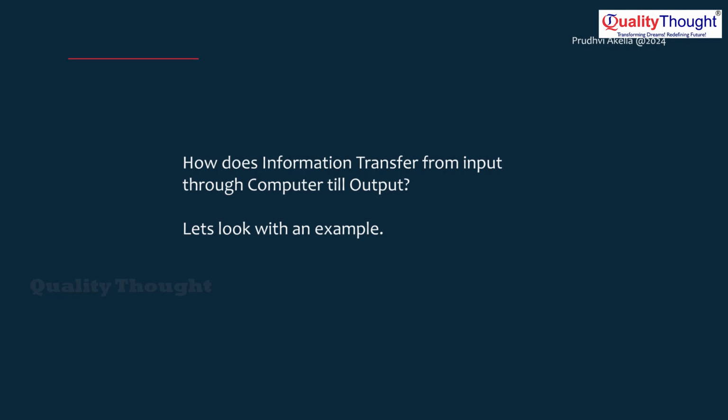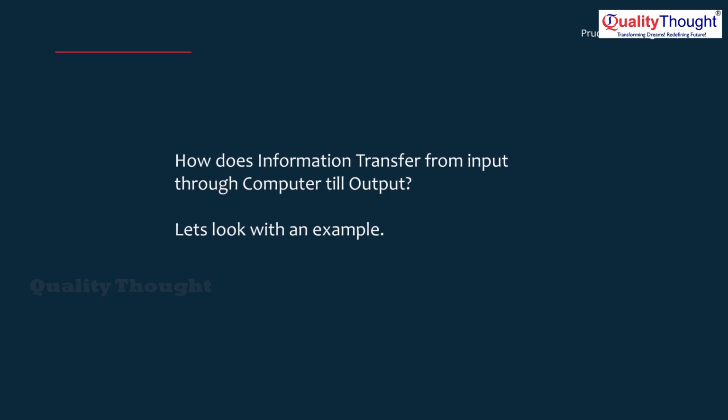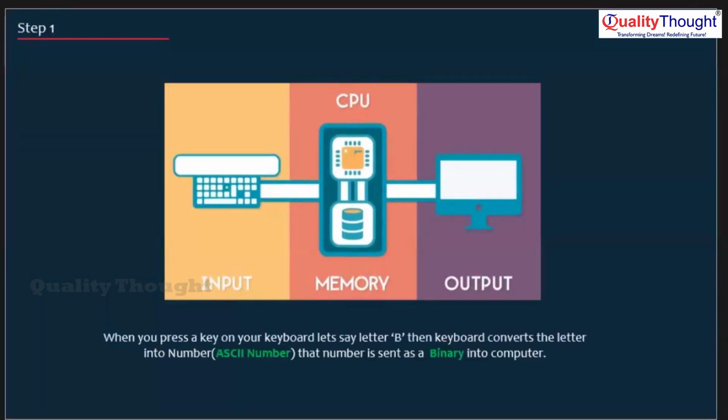Now, how does the information transfer from input through the computer to the output? Let's look at this with an example. Step one, as we already discussed, is capturing the input. Imagine that you have a keyboard which has a set of symbols on it, and I press the symbol B.